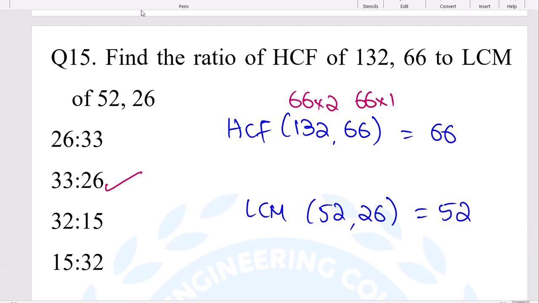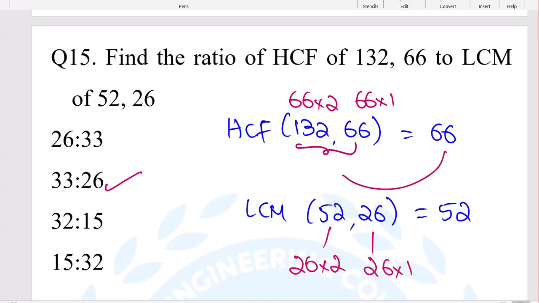Sir, you said the prime number power method, I will accept that. That is also correct, but it will take more time. But here the numbers are very clear, one is a multiple of the other one. Now listen, for LCM your answer should be divisible by both of these numbers, the least number which can be divided by both. 52 can be divided by 52, 52 can be divided by 26. Whereas in HCF, the answer should divide the given numbers.